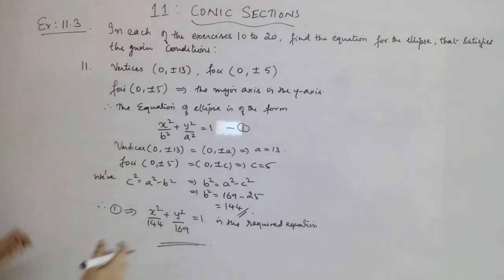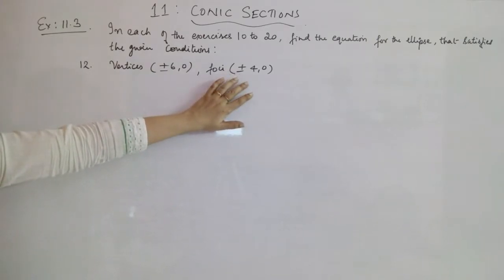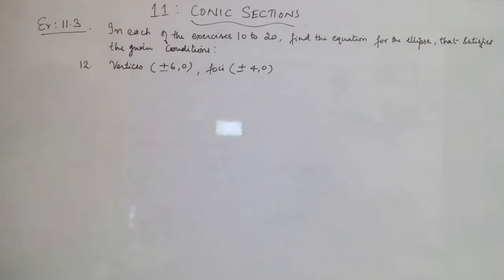So you can see that the denominator of y is bigger here. That means the major axis is on the y axis. Okay. Question number 12: vertices are given to be plus or minus 6, 0, foci plus or minus 4, 0. Again, the coordinates of the foci will give us an idea that the major axis is the x axis. Okay, major axis x axis.